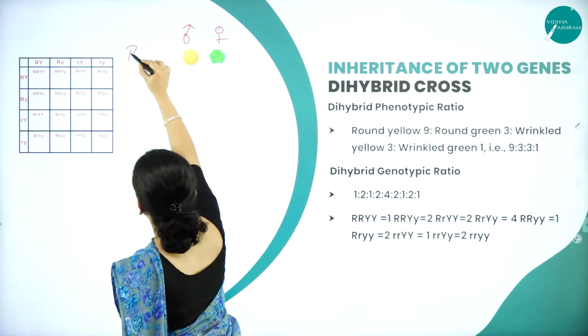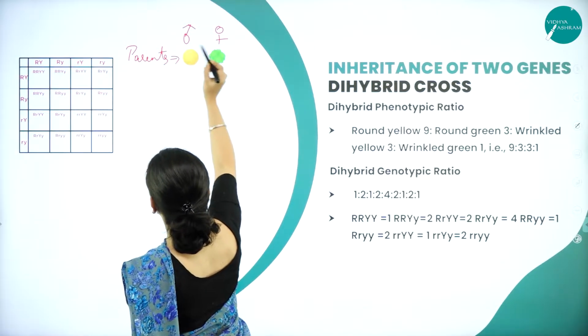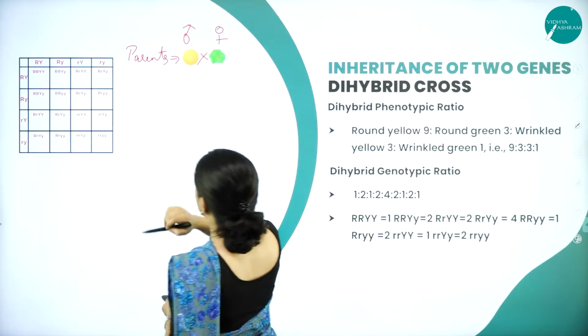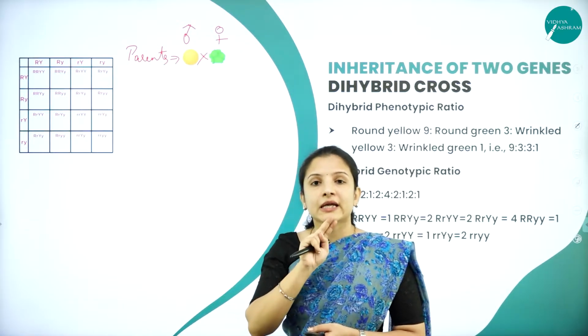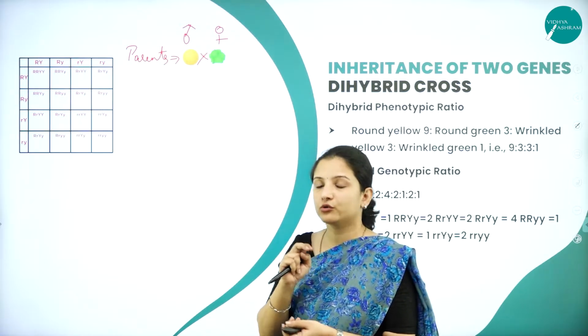So they are the parents. So he selected them and he made a cross between them. Here you have to remember it is a dihybrid cross. So two characters were selected. What were the two characters?